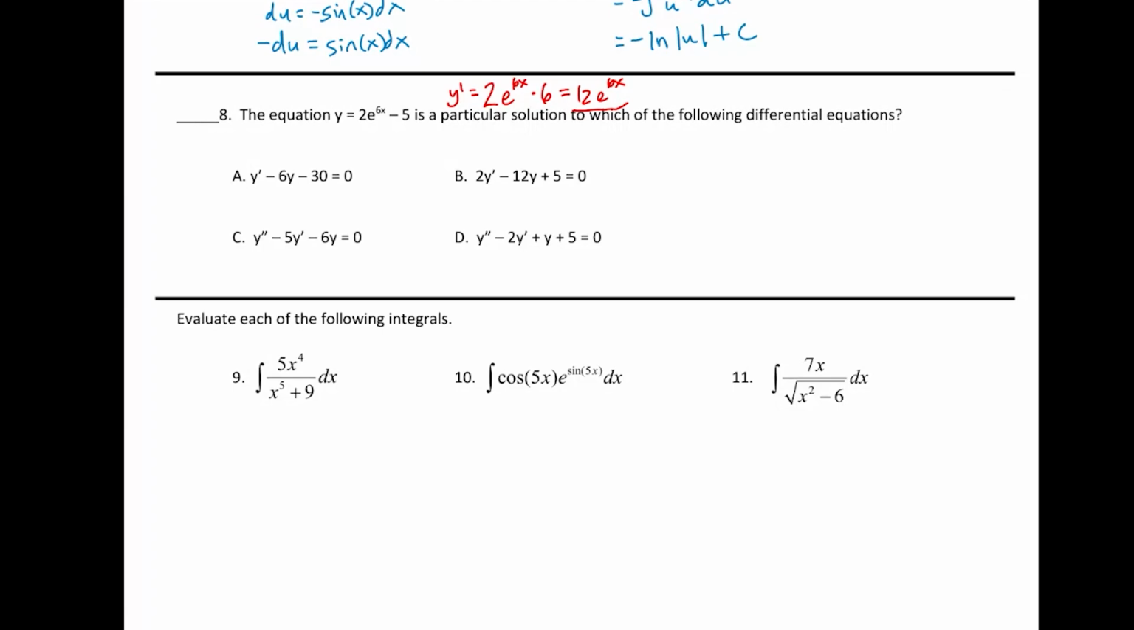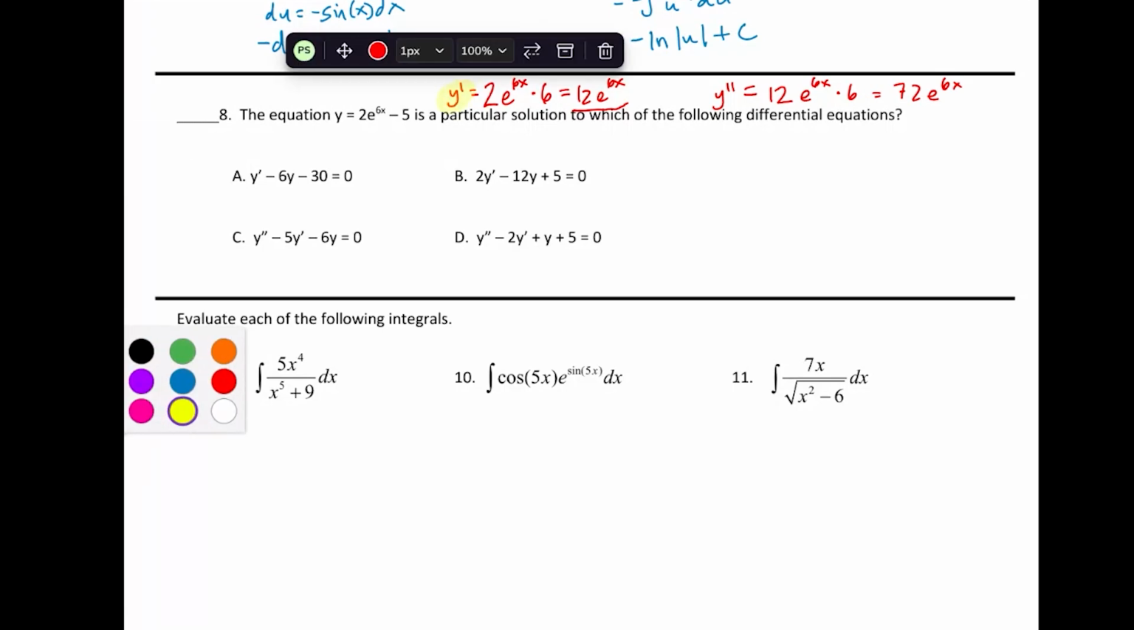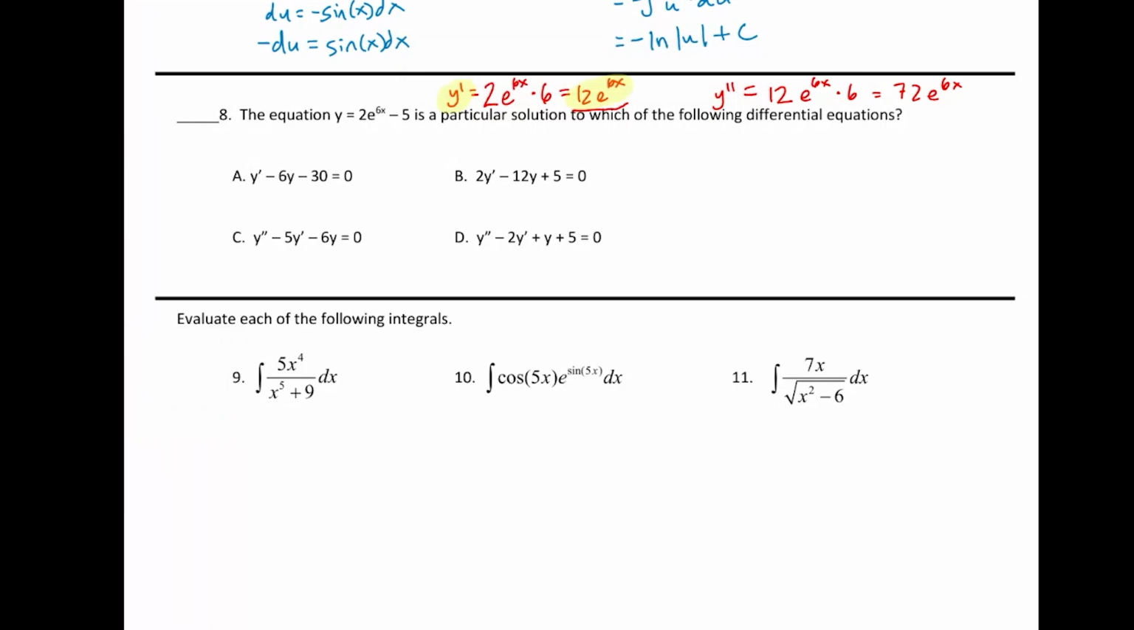The derivative of negative 5 is just 0, so it's just going to be 12e to the 6x. Next, we want to find y double prime, and we can work it out very similarly. We're going to have 12 times e to the 6x times the derivative of 6x, which again is 6. And 6 times 12, what is 6 times 12? That's going to be 72. So that's 72e to the 6x. Let me highlight these to make it easier to see. Y prime is 12e to the 6x. Y double prime is 72e to the 6x.